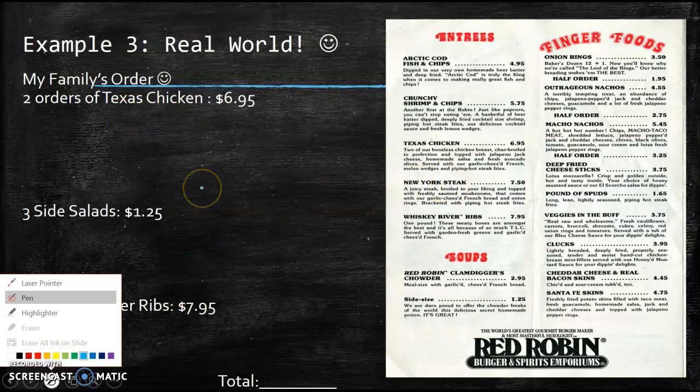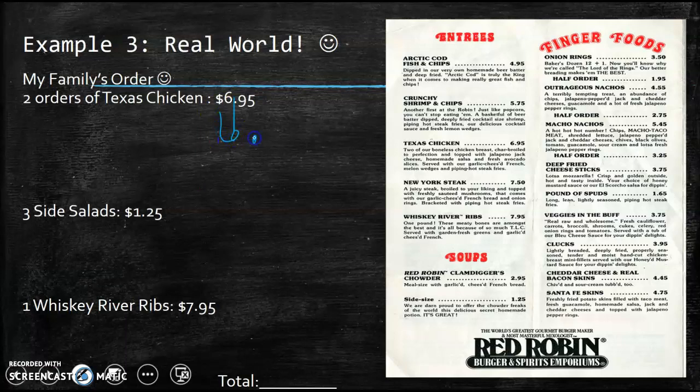All right, so let's start off with the 2 orders of the Texas chicken. So the Texas chicken is $6.95, and we're going to order 2 of them. So $6.95 times 2. Now, I'm thinking about my shift, but I'm just going to leave it there for now. So $6.95 times 2. 2 times 5 is 10. 2 times 9 is 18, plus 1 is 19. I'm just ignoring the decimal. 2 times 6, sorry for the bad 6, is 12. Plus 1 is 13.